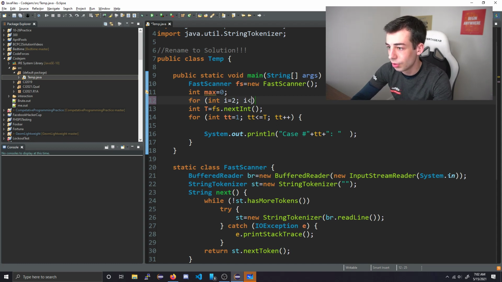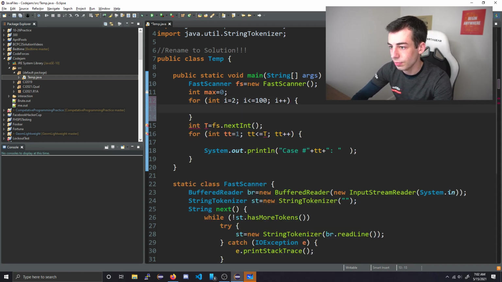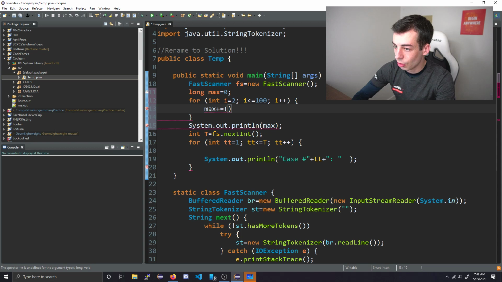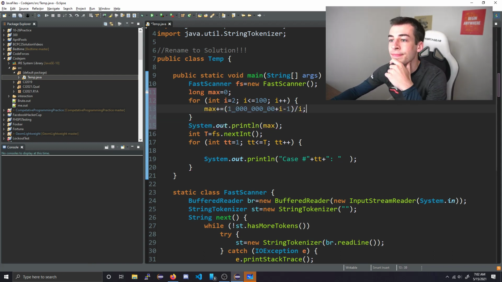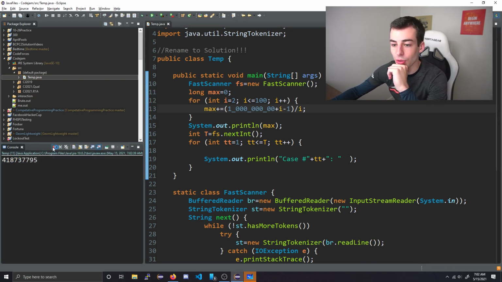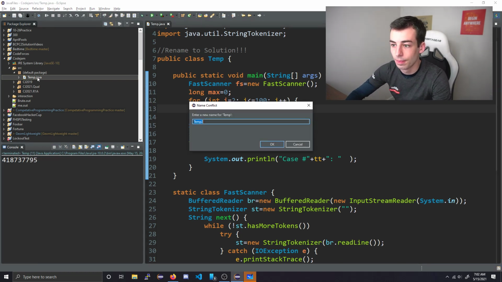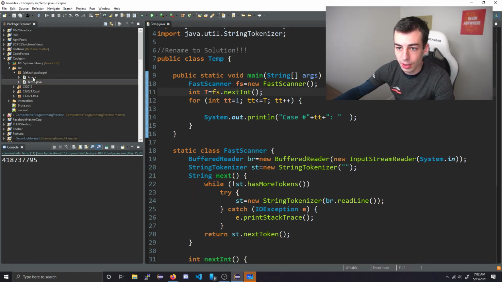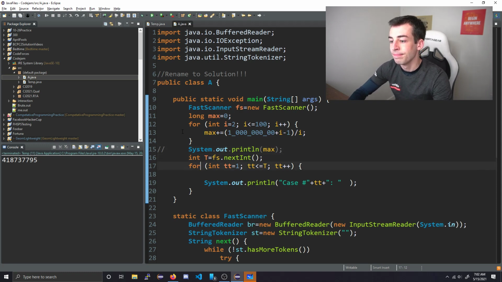For i equals 2, i is less than... Alright, so 10^8 divided by (i plus i minus 1). There you go, so that's good enough. So that'll be 4 times 10^8. Good. And then in temp, we don't need this. In A, we don't need to print it. Okay.